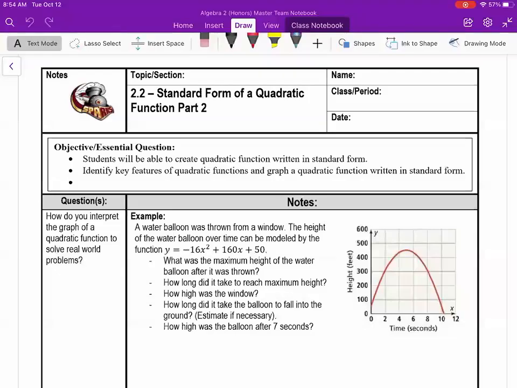All right, today we're going to go over 2.2 standard form of a quadratic function. This is part 2. And the essential question is, how do you interpret the graph of a quadratic function to solve real world problems? So what we're going to be doing is identifying the key features of a quadratic function, and we're going to link that to a real world situation.